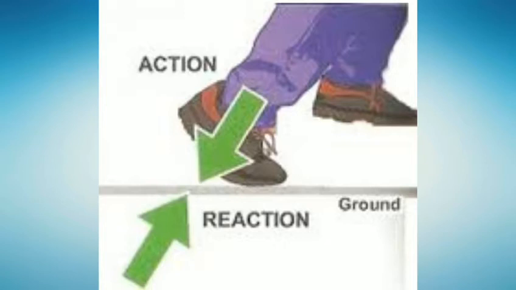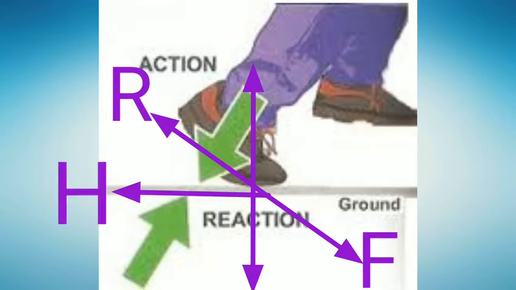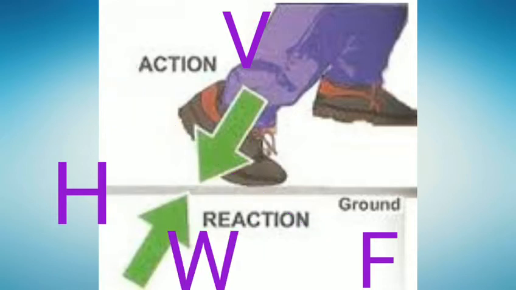This push is known as action F. According to Newton's third law of motion, an equal and opposite reaction R acts on the foot of the person. The horizontal component H of the reaction R helps the person to move in the forward direction, and the vertical component V of the reaction is balanced by the weight W of the person.